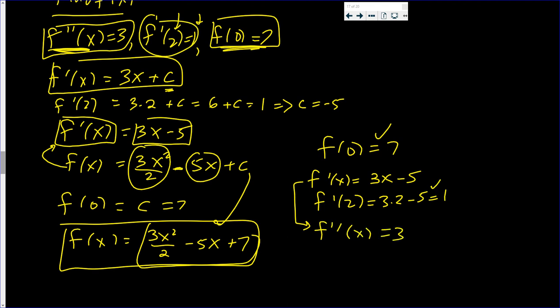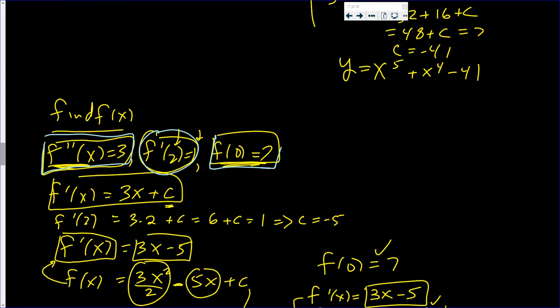f double prime of x is 3. So that worked. My f of x that they asked me to find, and I did find, lives up to the second derivative is 3, f prime of 2 is 1, and f of 0 is 7. Pretty neat.